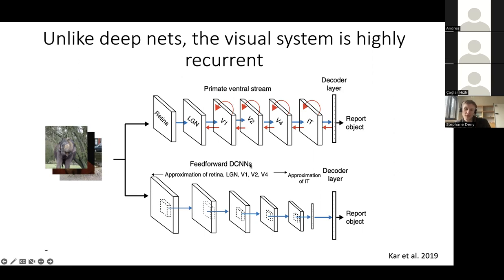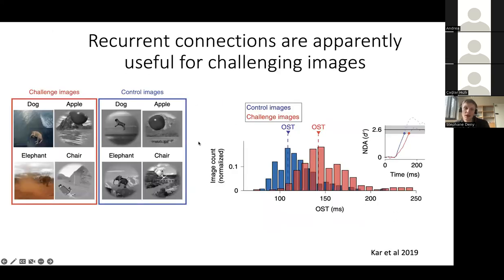And this recurrence might indeed be key to doing vision like we humans do. And that was demonstrated in this article from Kar et al. In the following way: they presented images that they made themselves to AlexNet, and they found the images that AlexNet was classifying correctly, and they called these the control images, and the images that were classified incorrectly by AlexNet are called the challenge images.